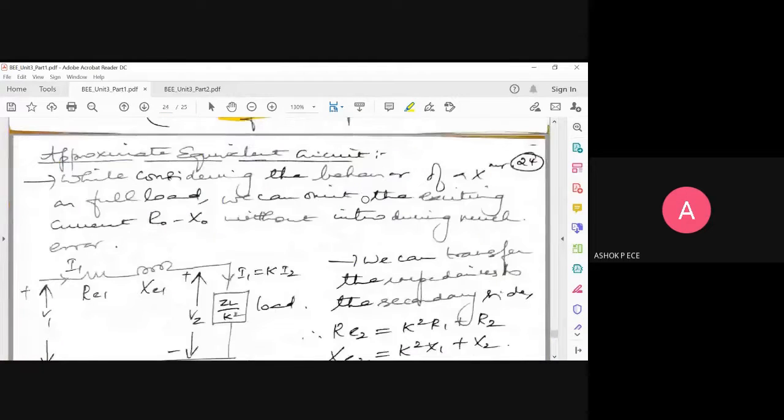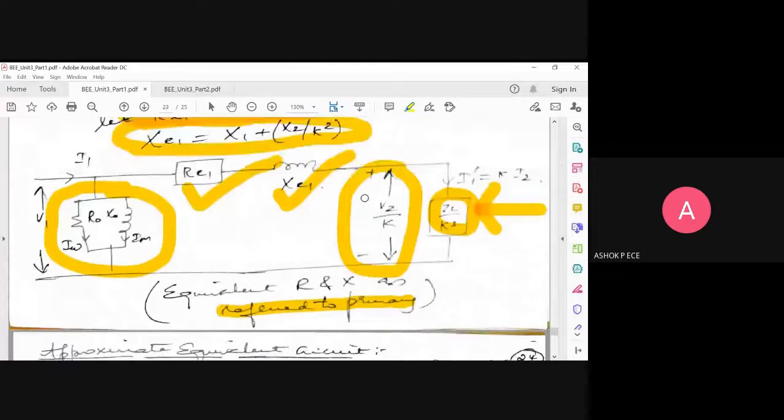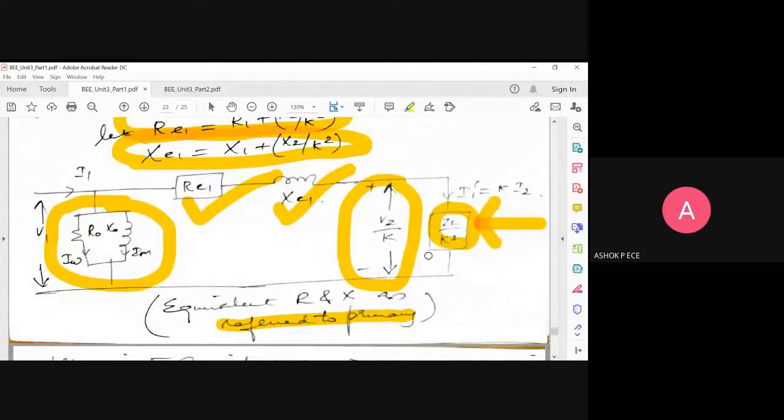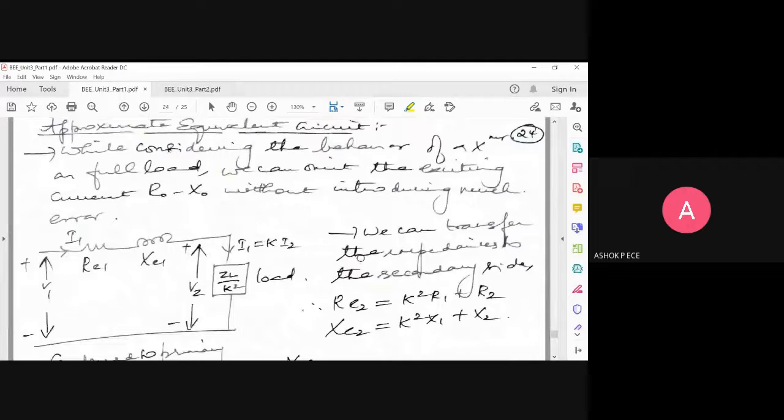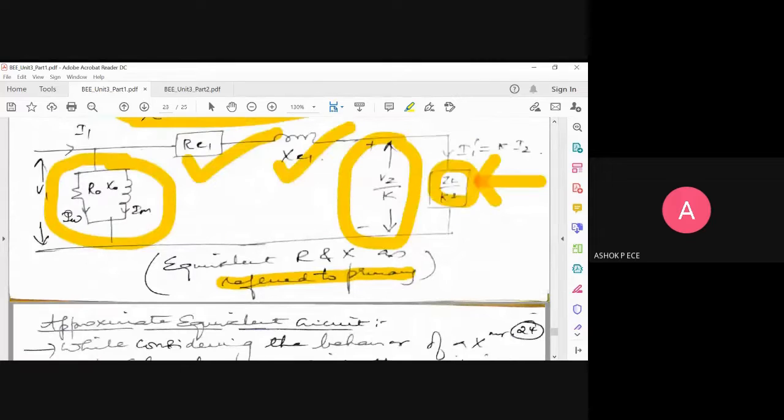And some people feel that even this diagram is very big, so they go for the approximate equivalent circuit. When the transformer is operating on full load, the no load component can be ignored. No load component will come only when the transformer secondary is open.